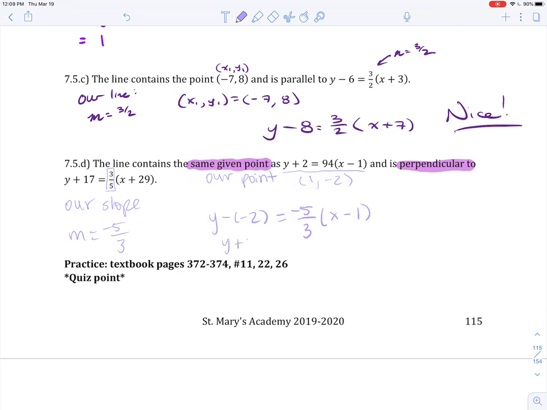And, of course, we're just going to simplify that. That double negative that we have there, to get our fullest best answer. So y plus 2 is equal to negative 5 over 3 times x minus 1.